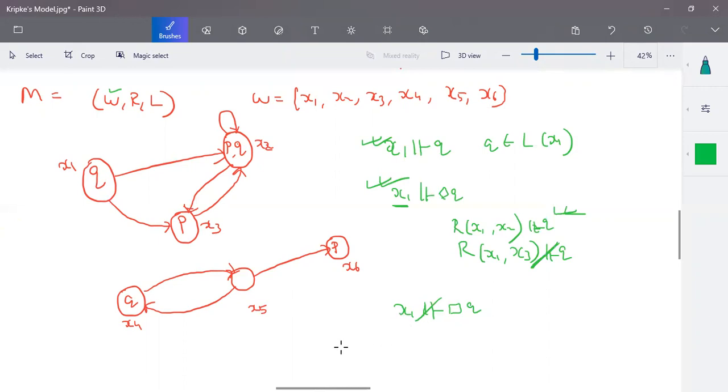Okay, one more example I can take, to verify whether this is satisfied or not. What is P or Q? So X5 is connected to X4 and X6. So we are going to verify X4 and X6, and it should consist of either P or Q. So here you have Q and here we have P. So all the states have either P or Q. So this is a valid formula. So this is how we validate a formula in your Kripke model.